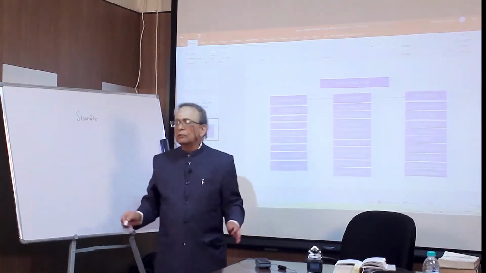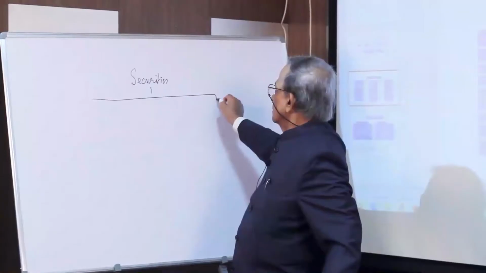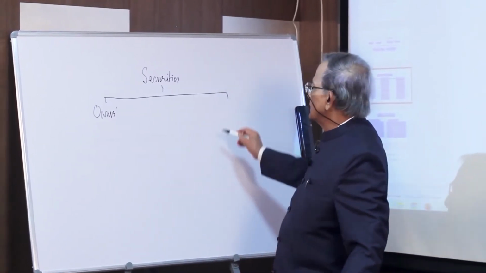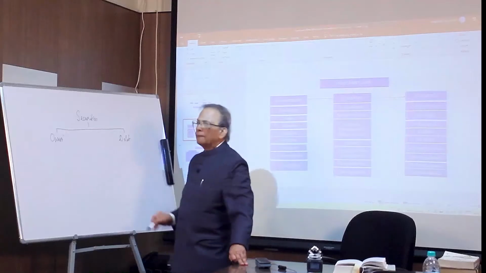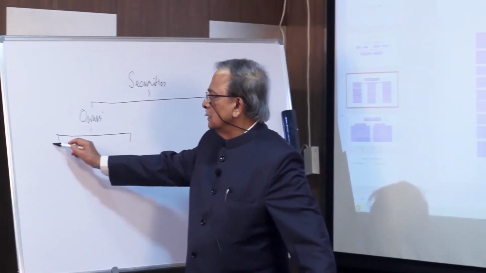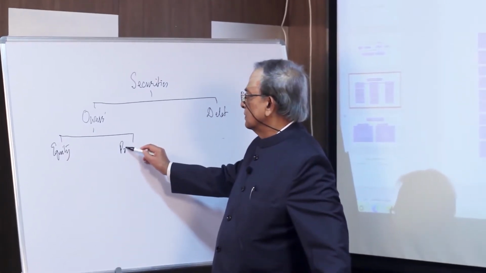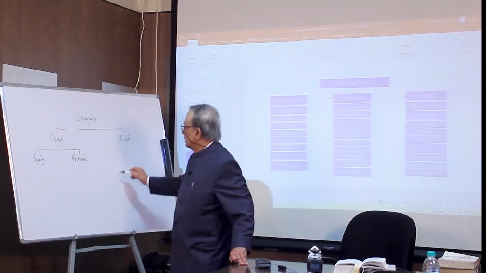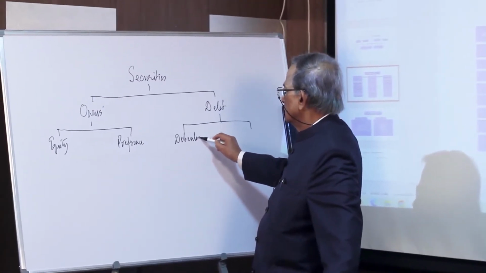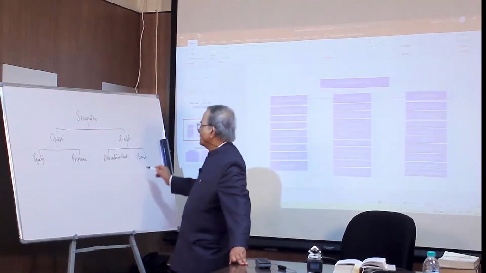The Securities Contract Regulation Act lays down these types of securities. There are 2 types of securities. One is called owner's security. The other one is called debt security. Owner's security are called equity shares and preference shares. Debt securities are called debentures, debenture stock, debenture bond, and certificates.